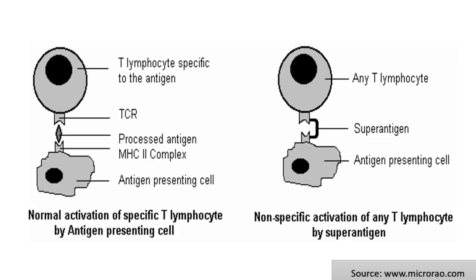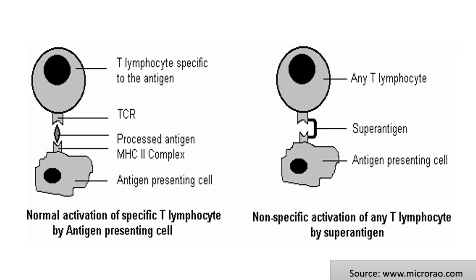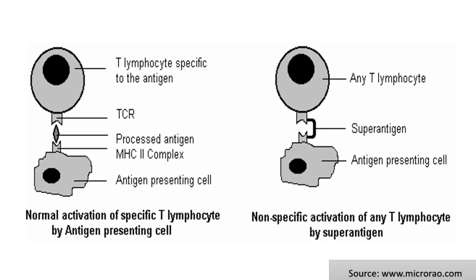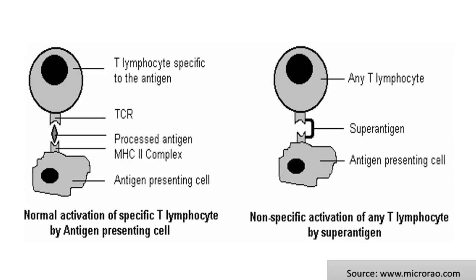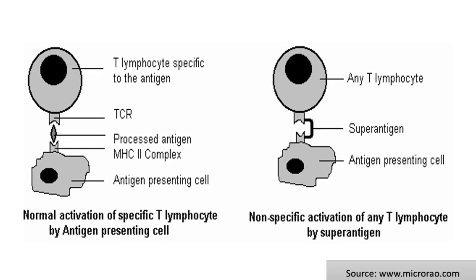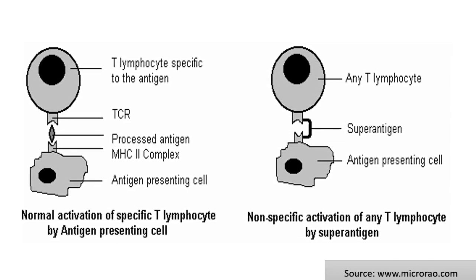Number 5. Superantigens. Superantigens are a unique class of antigens that can non-specifically activate a large number of T cells by binding directly to the MHC class II molecules on antigen-presenting cells and the T cell receptors on T cells, bypassing the normal antigen-specific recognition process.